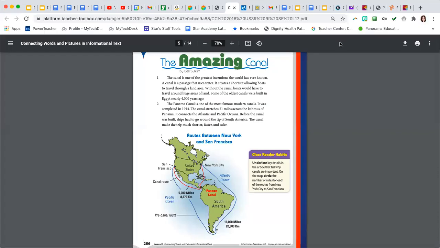Hi, everyone. We are going to continue on with lesson 17 in Ready Reading, Connecting Words and Pictures in Informational Text. Today, we are going to be working on pages 286, 287, and 289. So today, we are going to read a history article together. And then in your breakout groups, you are going to reread the article, paying close attention to the connections between the words and the map.